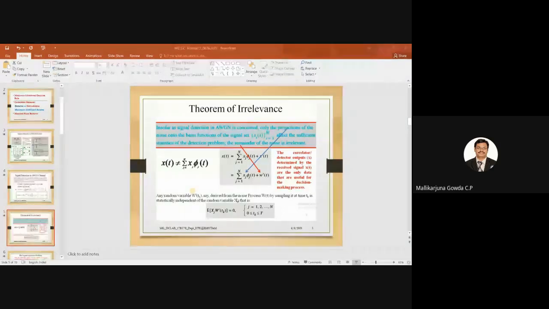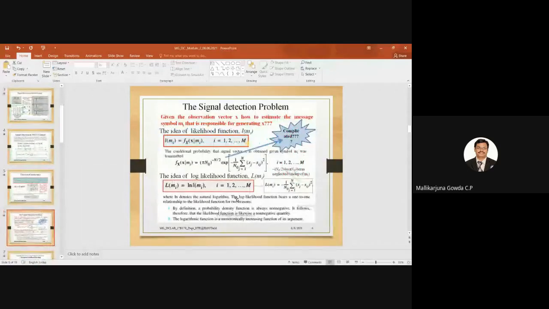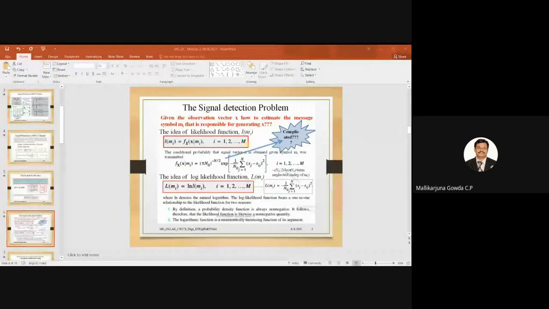Yesterday I discussed the likelihood function as well as the log likelihood function. I am going through it once again. What is the signal detection problem? If the observation vector x is given, how do I estimate the message symbol mi that is responsible for generating the vector x? To understand that, we are going through the likelihood function and the log likelihood function, right?